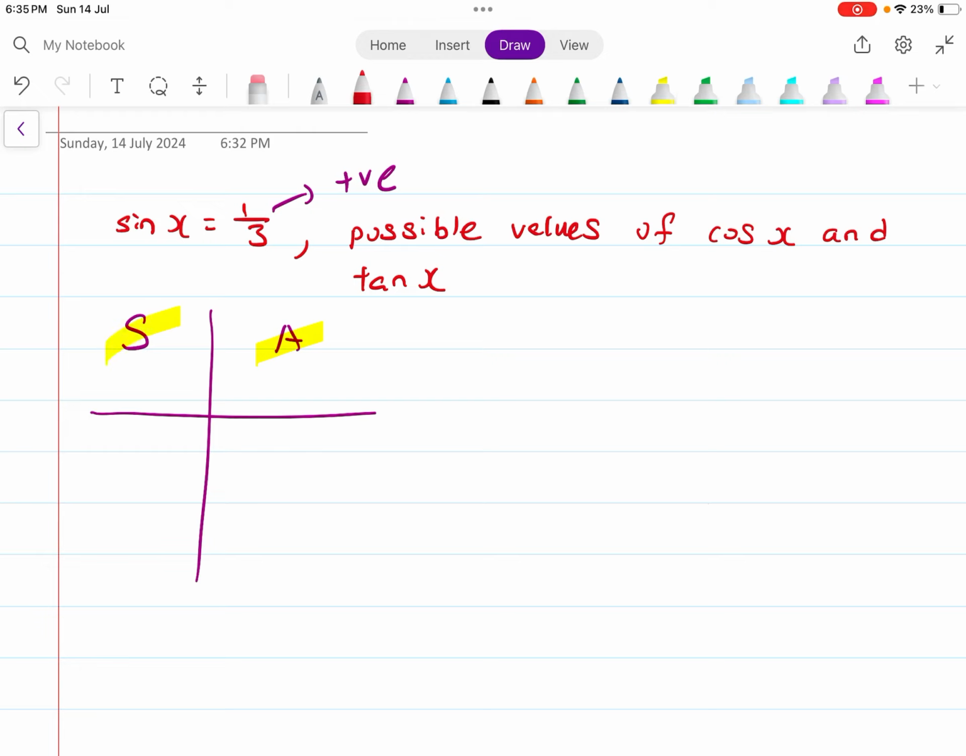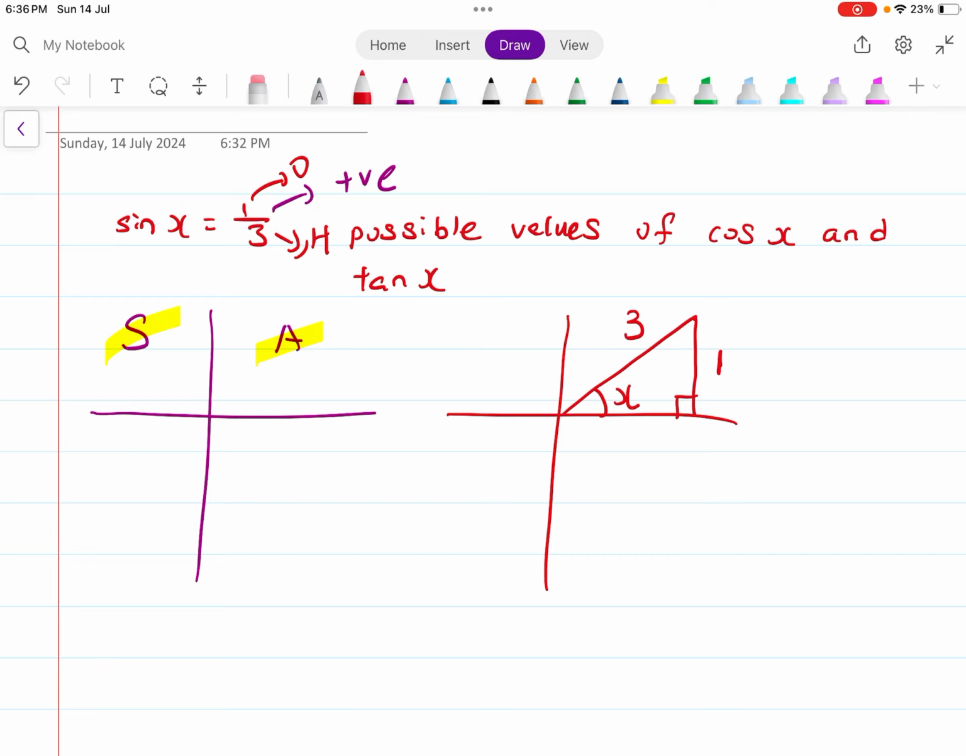Because it's 1/3, I always locate the right angle triangle. So this is the 1/3, and this is your x as well. We know that 1 is opposite, then this one is hypotenuse. Sine is opposite over hypotenuse, so this one is your 1, then this one is your 3. How do I determine the adjacent? You can use Pythagoras theorem: 3 square minus 1 square, square root 8.